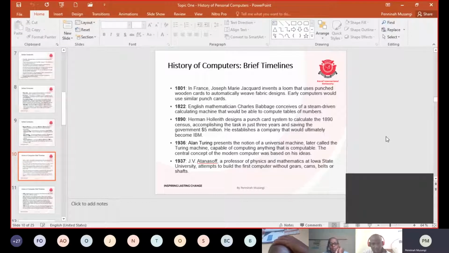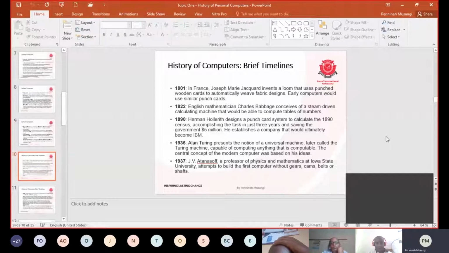And this guy later is the one who established what we know today as IBM. IBM, you know, is a trendsetter in the ICT world. So after coming up with the tabulating machine, he later advanced his technology, and he is the one who came to establish that company called IBM.